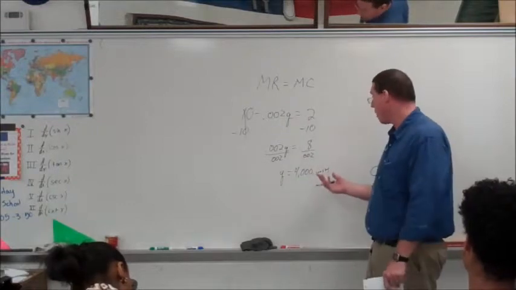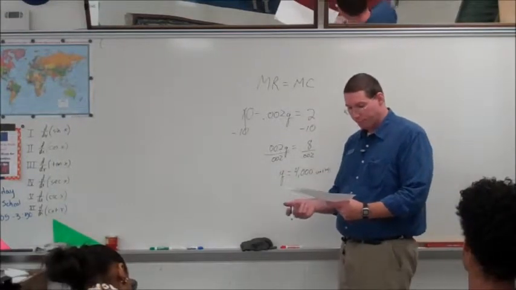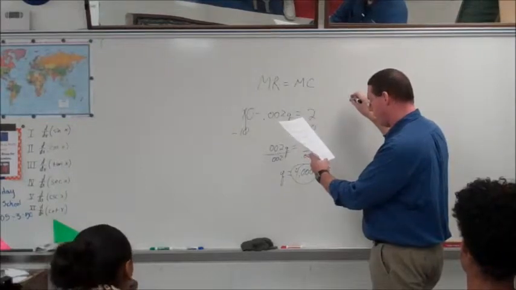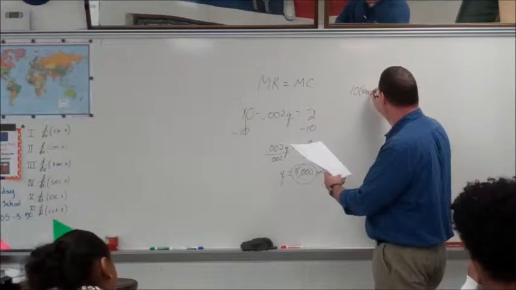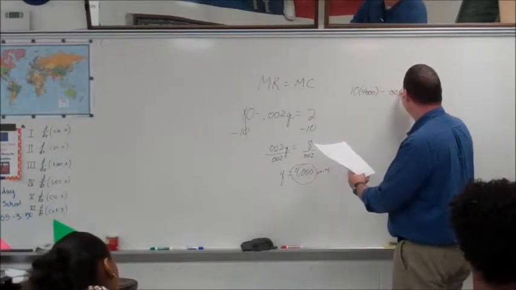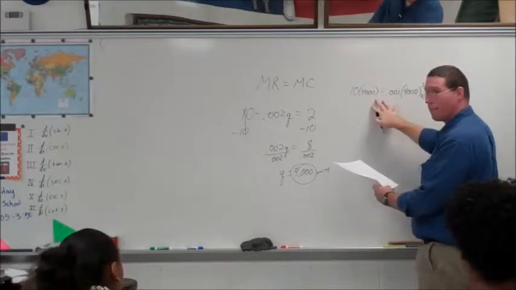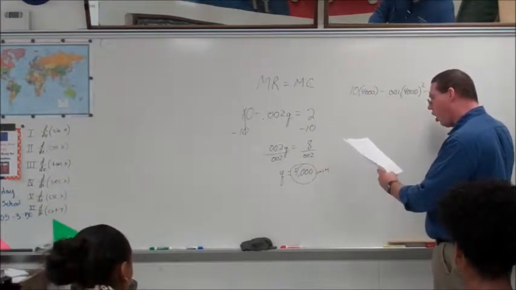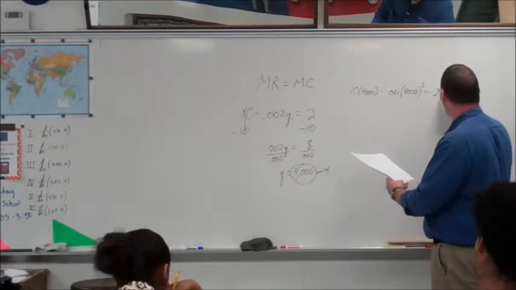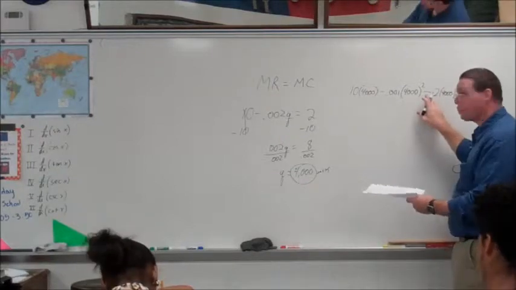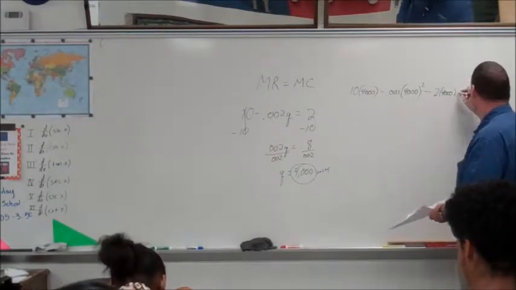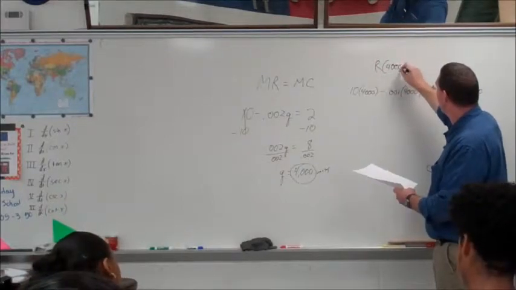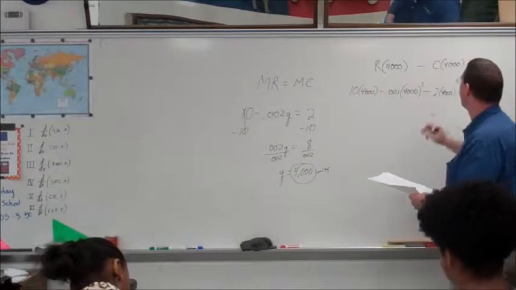Okay, that makes sense? All right, so 4,000 units, and now we want to know what our maximum profit is. So you're going to plug 4,000 into the original: revenue, 10 times 4,000 minus 0.001 times 4,000 squared. This is revenue. Minus cost, which is 2 times 4,000. Now, we have to distribute the negative because we're subtracting cost, so it's minus 5,000. Basically what we have here is R of 4,000 minus C of 4,000.